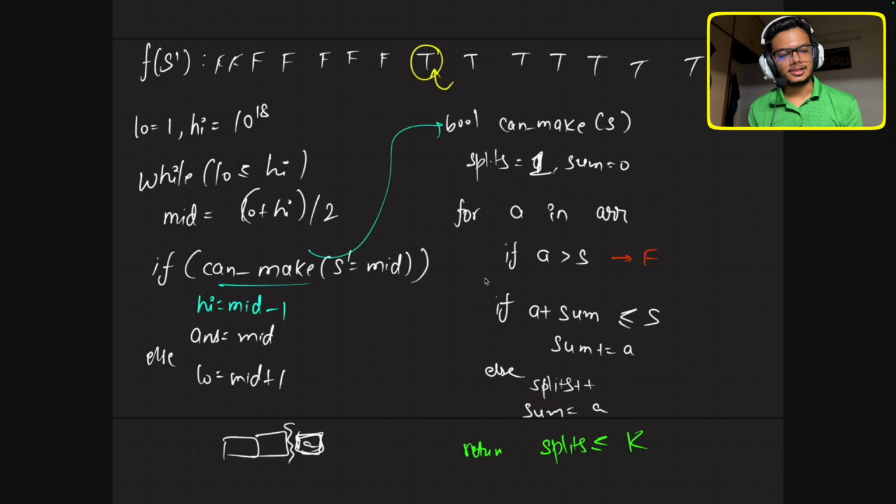So that was a little thing. I hope many of you may have noticed it. We start our split count from 1, and if an element cannot be included, we create a new split. If it can be included, we include it. But if the current element is greater than s, then we directly return false. So that's one little thing. Now let's move to the code and wrap up this video.